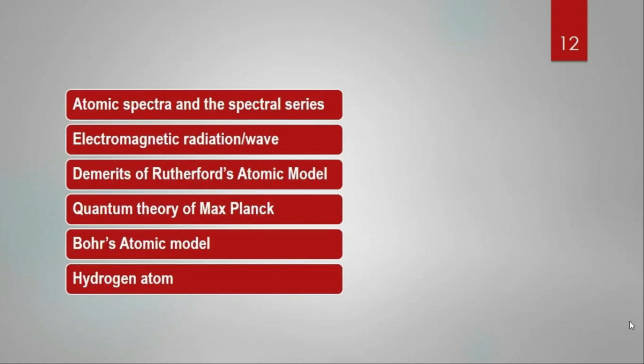To know the demerits of Rutherford's atomic model, or to know Bohr's atomic model, we need to have a brief idea about some topics. Those are atomic spectra, electromagnetic radiation, and quantum theory of Max Planck. So let us start with atomic spectra.